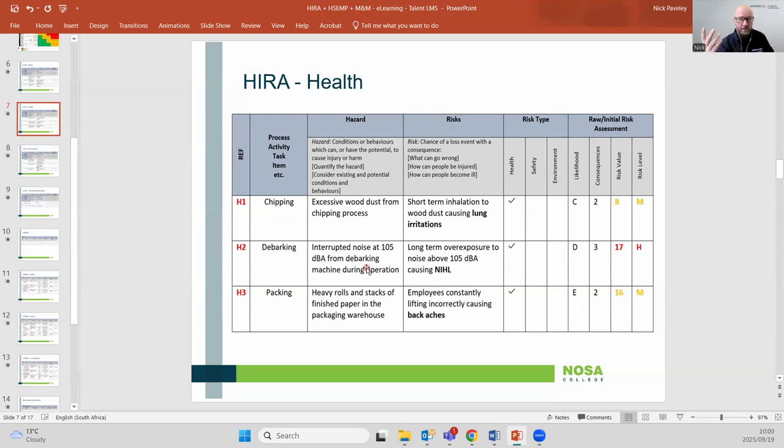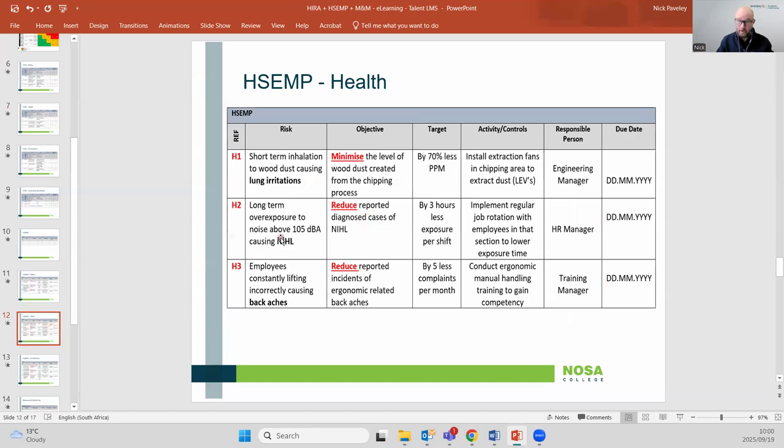I don't know how you would actually do this practically because it's coming from a portable handheld debarking machine, or it could be an industrial debarking machine. Okay, so you can get different types of debarking machines, some portable ones or the big industrial static machines. How are you actually going to reduce that noise? So this is why in my management plan, I'm actually linking my objective back to my risk. I want to reduce the reported diagnosed cases of NIHL because that was my risk. For health 3, I want to reduce reported incidents of ergonomic-related backaches. So again, I'm linking my objective straight to my risk.